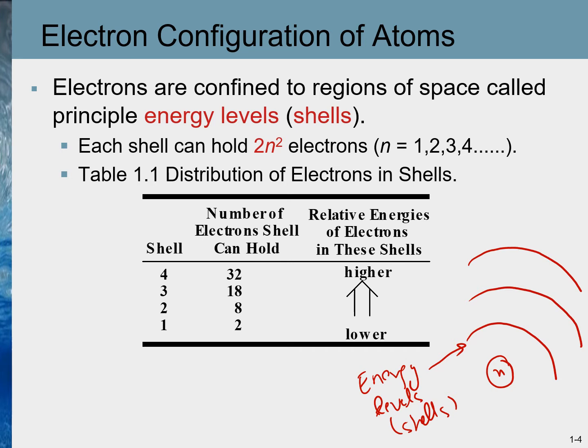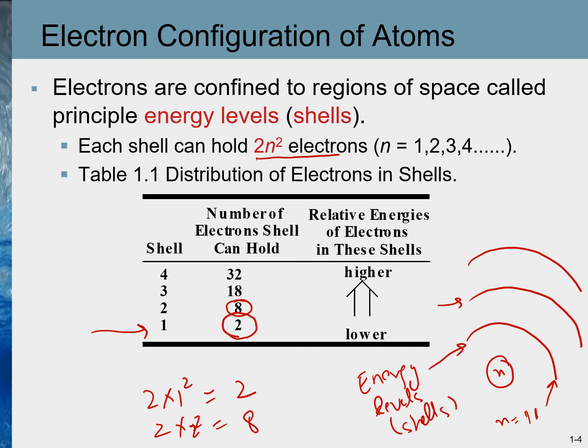Each shell can hold 2n squared electrons, where n is the number of the shell. For example, if we are looking at first shell, the value of n equals 1. So on the first shell, the total number of electrons will be 2 times 1 squared, which equals 2. So in the first shell, the maximum number of electrons which can be found is 2. Similarly, if you go to the second shell, the maximum number of electrons will be 8, because 2 times 2 squared comes out to be 8, and so on.